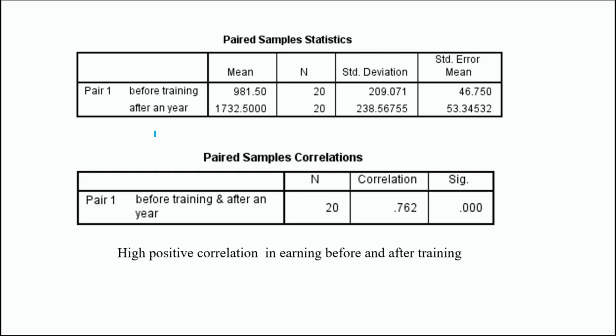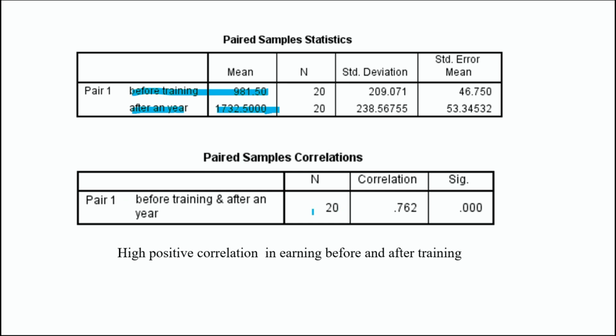Let us see the outcome after doing the test. I have two data sets with me. The first one is before training. Imagine that this individual was earning 981 rupees without training. After getting the certificate and after a year of experience, it increases. This is the mean value, taken from a sample of 20 respondents. Now let us see the result of the paired sample t-test.